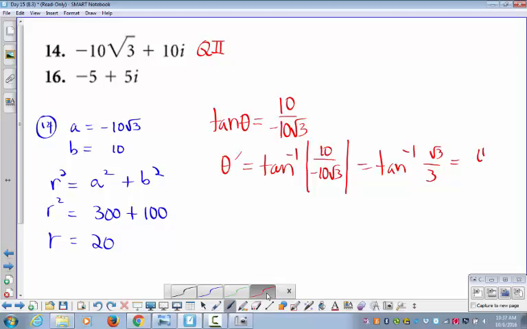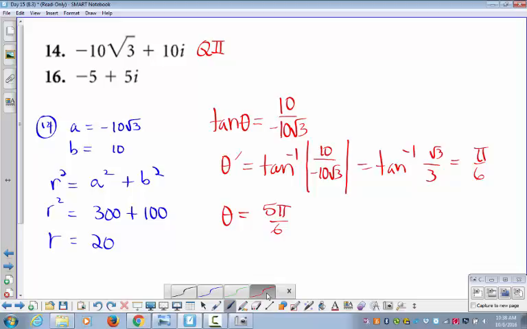Pi over 6. Yep, pi over 6. It's the less steep one, pi over 6. So now that would allow us to conclude that in quadrant 2, we would have to subtract pi over 6 from pi, giving us 5 pi over 6.